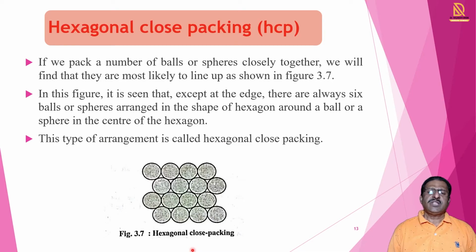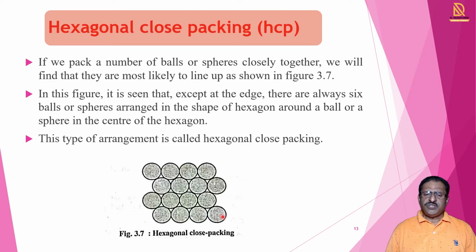So we see hexagonal close packing. If we pack a number of balls or spheres or ions closely together, we will find that they are most likely to line up as shown in the figure. For that purpose, we take this first line. In this first line, all the ions are attached to each other.